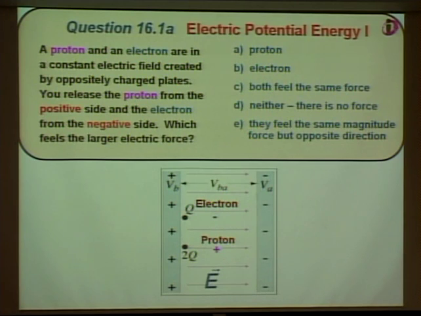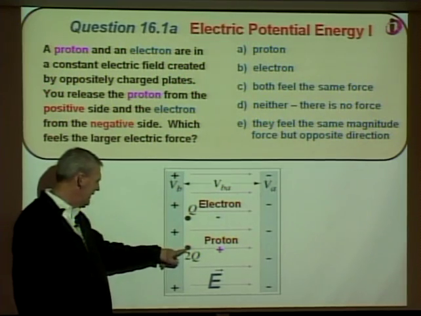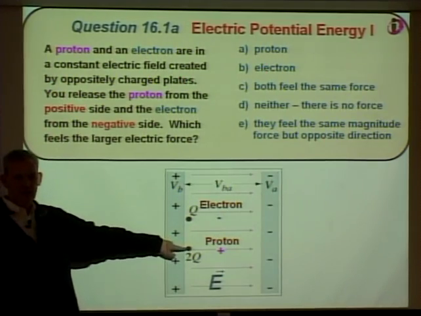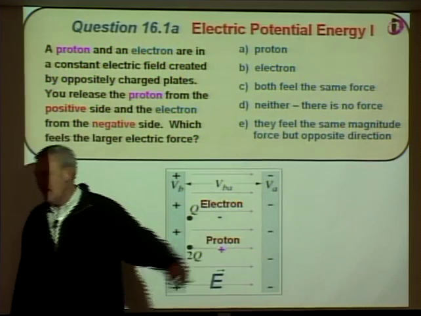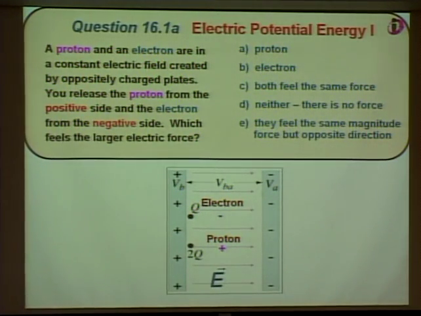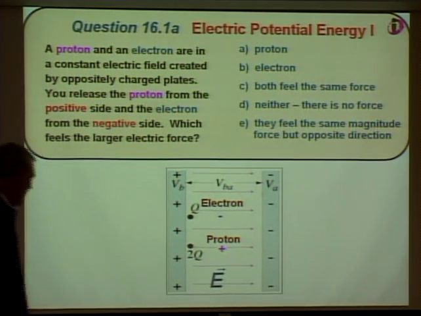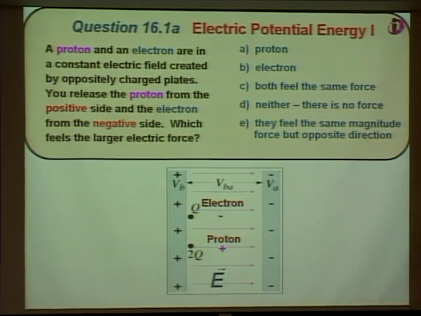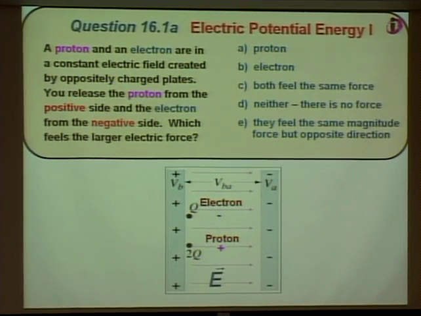Now, what we're going to do is release the proton from the positive side. So we're going to release this proton from the positive side. What's it going to do? It's going to follow that E field, and it's going to crash into that negative side right there. Got a question for you. Is the work that the E field does positive or negative work?